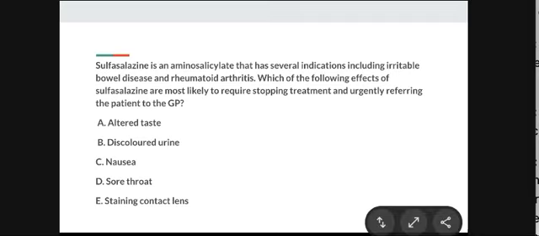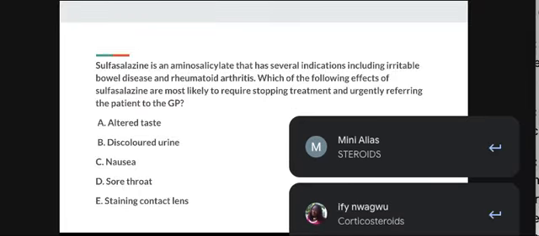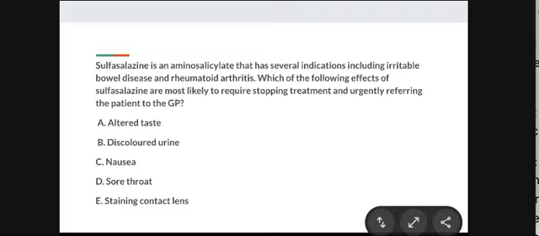Let's quickly recap on management of Crohn's disease. Sulfasalazine is first line for Crohn's disease. Is that true or false? False. So what's first line for Crohn's disease? Corticosteroids. Yes, well done. Sulfasalazine is not first line for Crohn's disease. And the way you can remember it is C for Crohn's disease, C for corticosteroids. So corticosteroids are actually first line for Crohn's disease, not sulfasalazine.